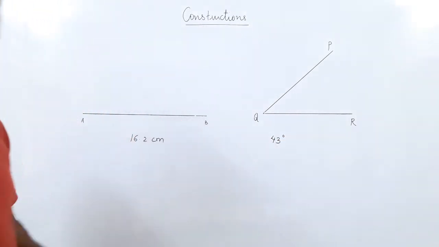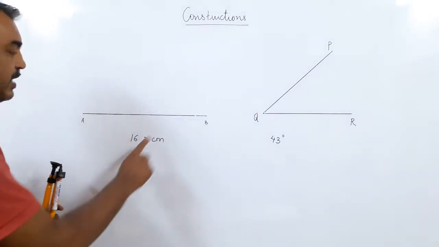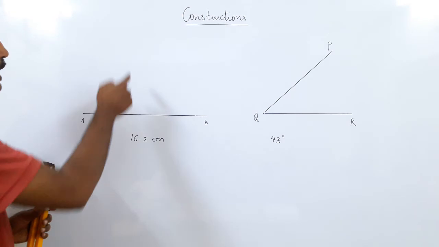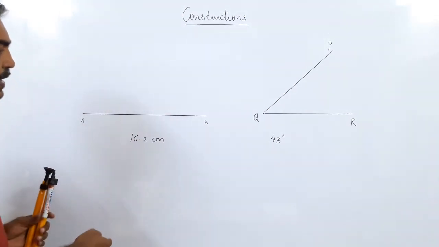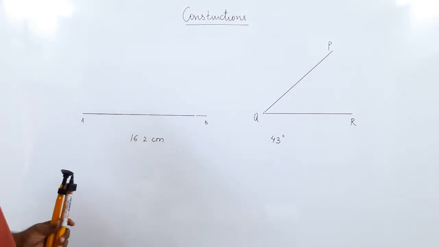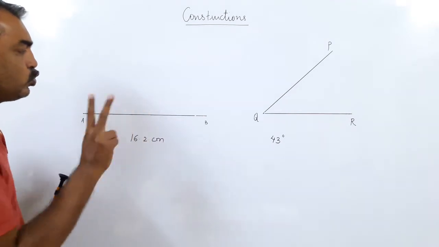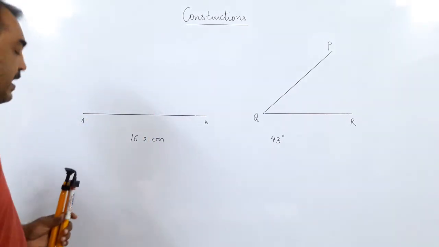Now what are we going to do? We are going to perpendicular bisect the line segment and draw the angular bisector of this angle. We'll just see how we do that. Now see the steps of construction. This is the line segment 16.2 centimeter. I want to divide it exactly into two parts with a line which perpendicular bisects. What is the meaning of perpendicular bisect? It means I want to draw a line which cuts this into two equal parts at exactly 90 degree.